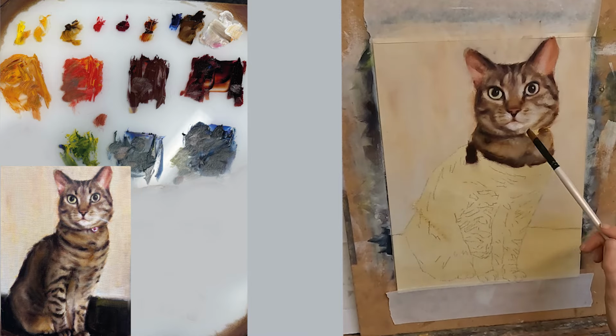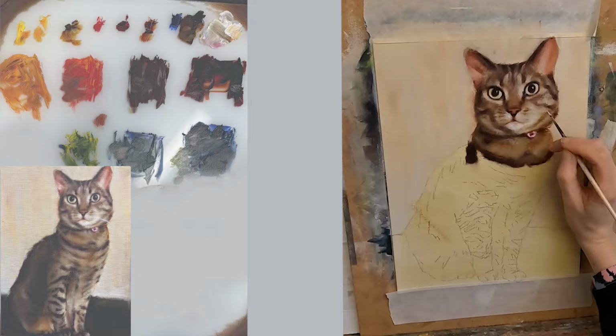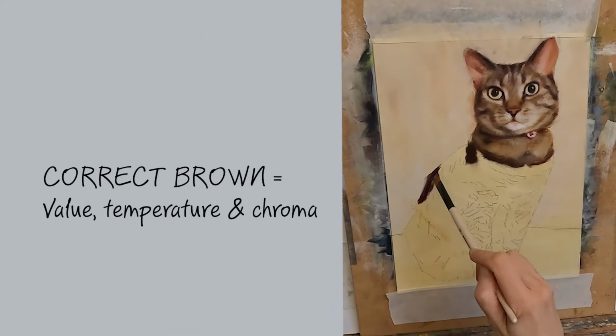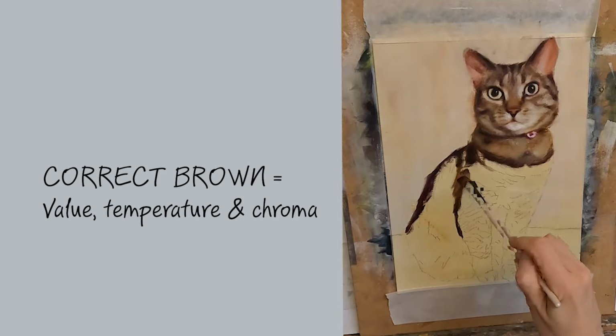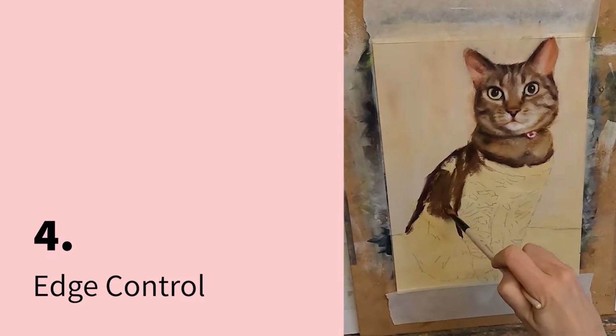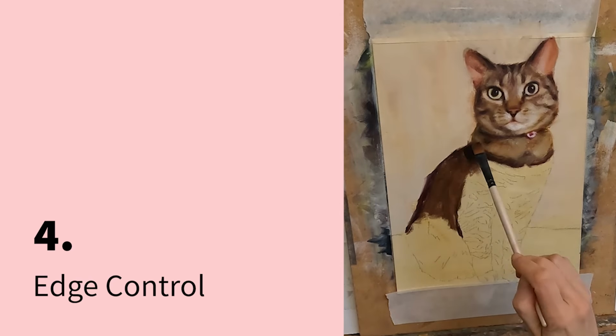Placing high chroma colours next to low chroma colours will really help that coat look glossy. To recap then, when mixing your browns, you need to bear in mind value, temperature and chroma. Edge control, where to sharpen and where to lose.